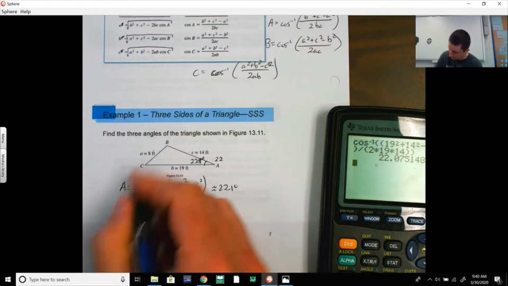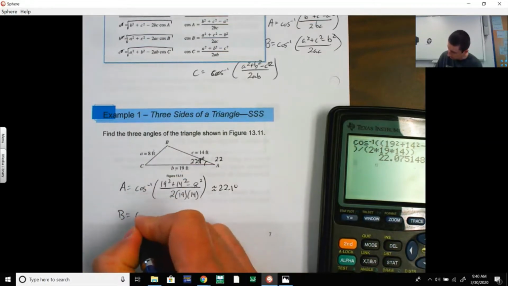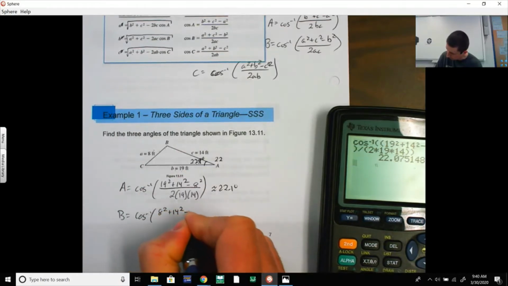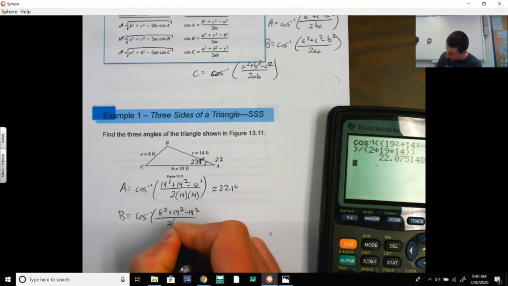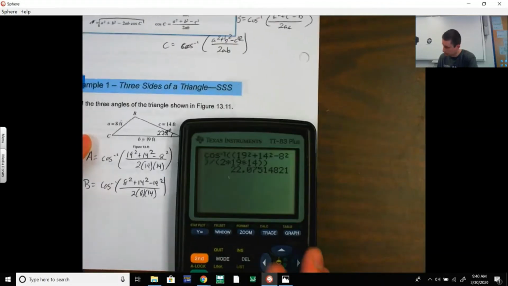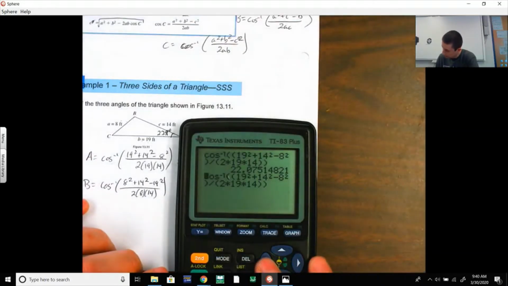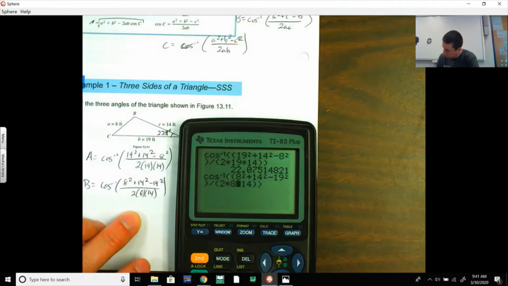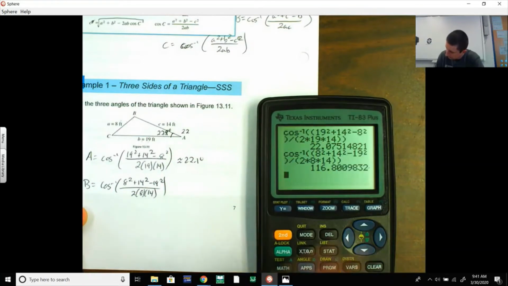If I want B, I'm just going to do the inverse cosine of 8 squared plus 14 squared minus 19 squared, over 2 times 8 times 14. Especially if I already have it in my calculator. I'm going to go second, enter, bring it up here, and change some of these numbers around. That's 8 squared plus 14 squared minus 19 squared over 2 times 8 times 14. So 116.8.